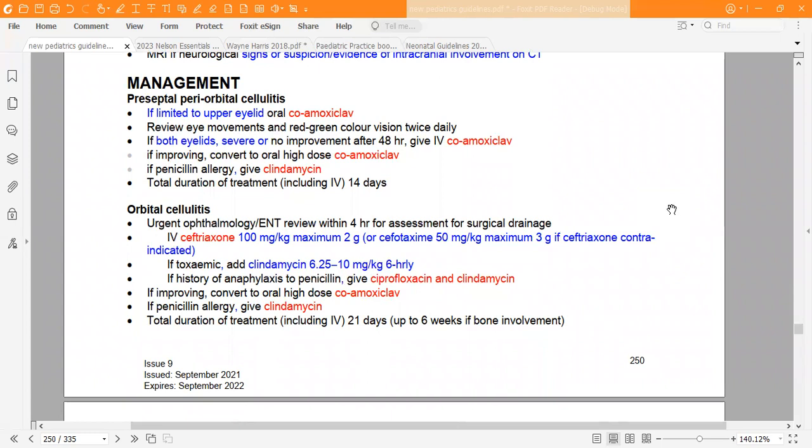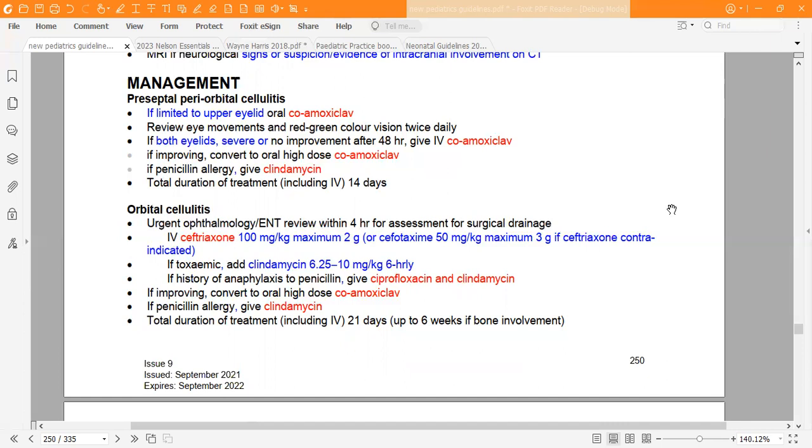Okay, let's go to orbital cellulitis. For orbital cellulitis, urgent ophthalmology and ENT review within 4 hours for assessment for surgical drainage. Orbital cellulitis is an emergency, and we need to consult the ophthalmologist immediately, and ENT review as well within the first 4 hours for assessment for surgical drainage.